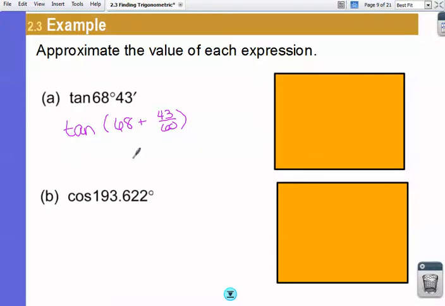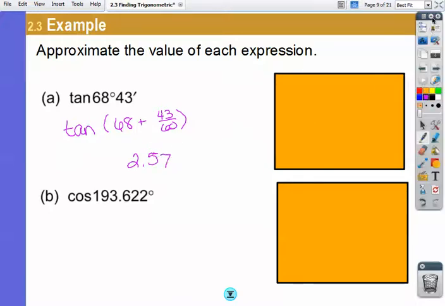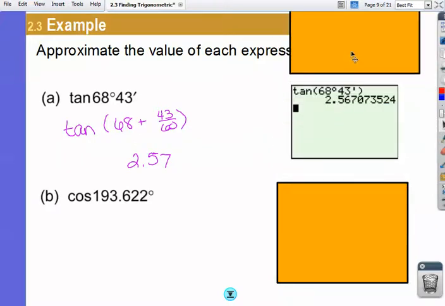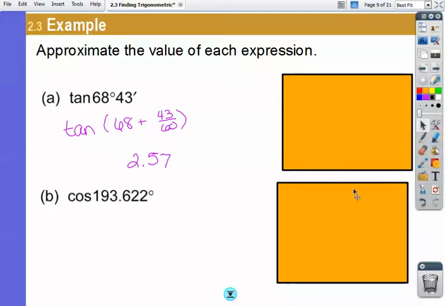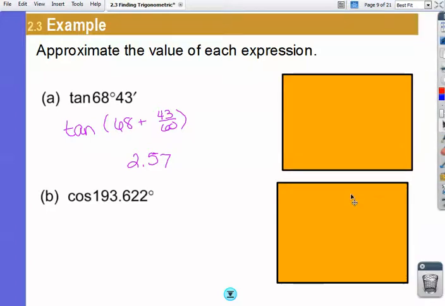Okay, what did you get? 2.57. I got 2.634827. Do we need double parentheses around 43 divided by 60? No. Order of operations will do that division first anyway. So you're alright. The other way, degrees and minutes, is the exact same thing. So if you've got that button, you can use it. But alright, did you figure out what you did? Yeah. Okay.